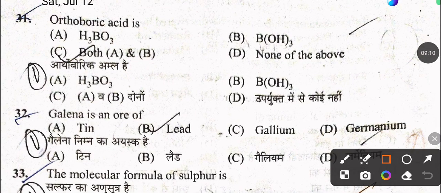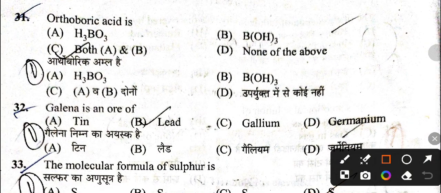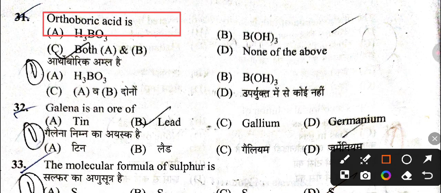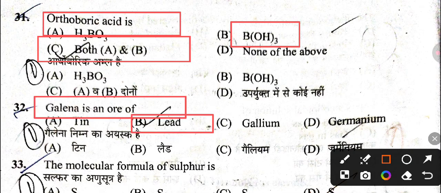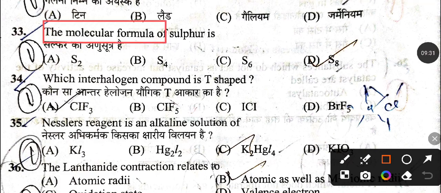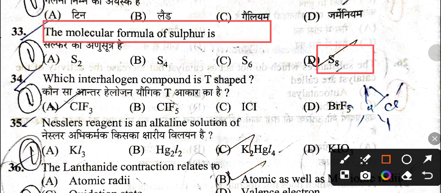Orthoboric acid is H3BO3. This is also same, you can see. So option number C is the right answer, that is both A and B. Galena is the ore of lead. The molecular formula of sulfur is, so it is a polyatomic molecule, S8.